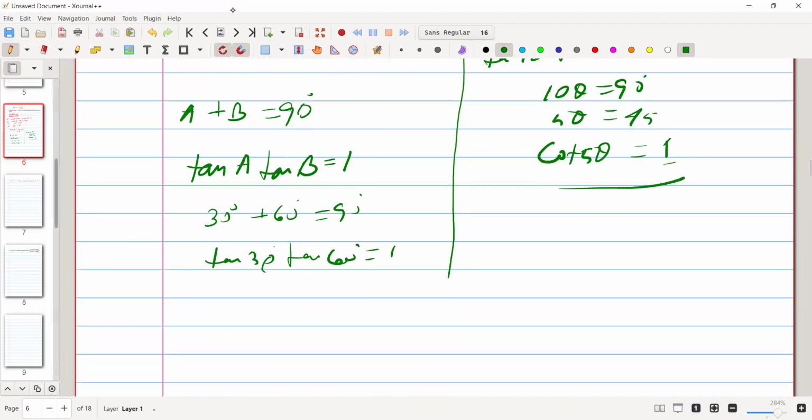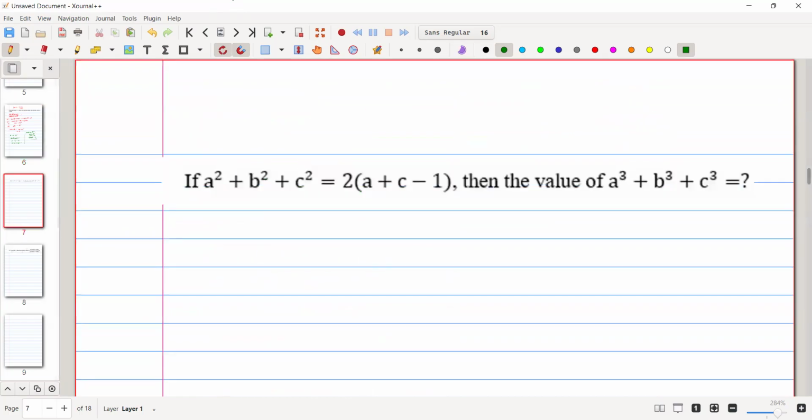So let's do the next one. Yes, a square plus b square plus c square is equal to this expression that is given, and we have to find the value of a cube plus b cube plus c cube. And how to do that? Is there any pattern, or is there any relationship so we can find the value of this one?